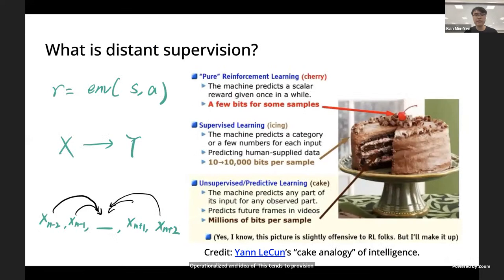Okay, so let me first borrow Yann LeCun's cake for his analogy of intelligence. He said that our intelligence of learning is like building a cake.